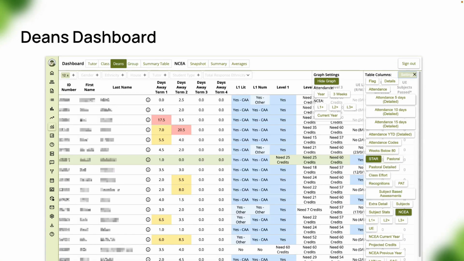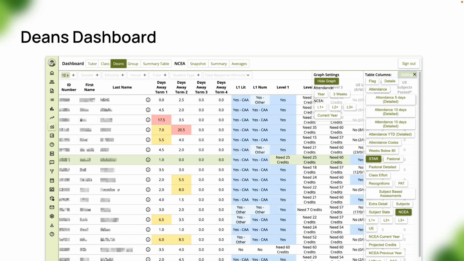The Dean's dashboard, there is a whole bunch of different columns here on the right-hand side that you can choose to bring in depending on what you're wanting to look at on any particular day. You can bring in attendance data, STAR data, pastoral data, class efforts, recognitions, custom qualifications, NCA information, projected credits, previous year data, special assessment conditions, literacy and numeracy, whole bunch of other things.